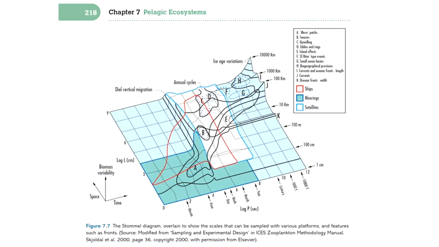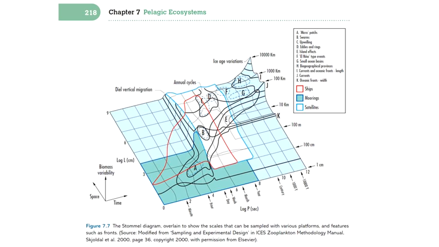What I've tried to do in this diagram is overlay it with three common means of sampling in the open ocean. That is with ships that can go across a range of distance scales. A typical ship survey will last for about a month and would probably cover something of the order of several thousand kilometres. That's the red bounded region.